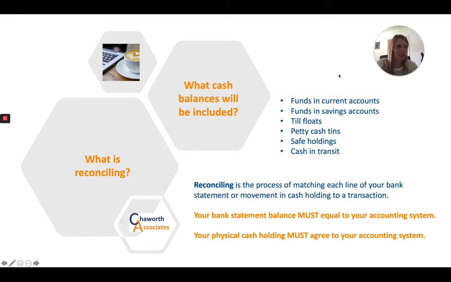Petty cash tins are common, holding 100 quid, 200 quid, whatever it might be for odds and sods that you need in a business. That is still part of the business money. Safes. If you're a bigger cash handling business, you will have safes which may have a significant amount of cash within them. And then also, if you regularly send money or get cash collections, then that cash in transit still needs to be taken into account, because if it's left your safe but hasn't made it to the bank, it's still your money. It's just in the transaction at some point in time. So when we're thinking about cash balances, we've got to think about all of those together.